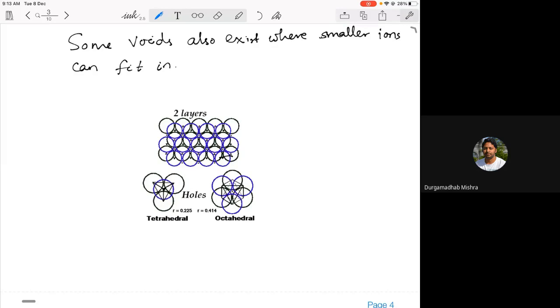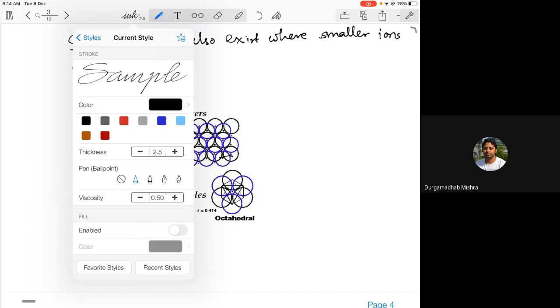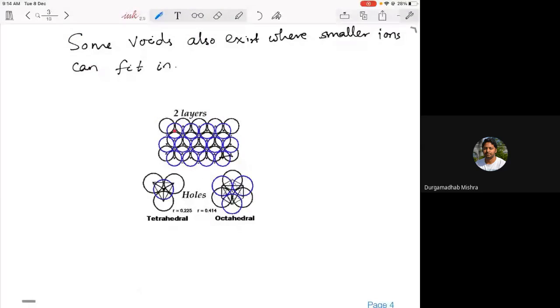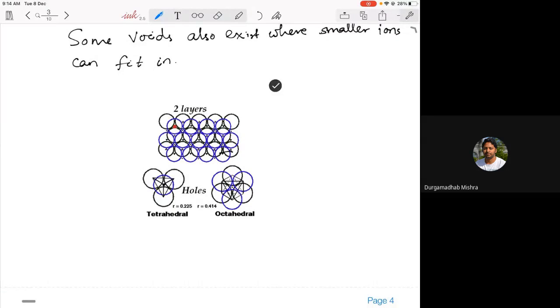If you look at this point here, this is what we are looking at from the top. The blue one is the top one, and the black one is the bottom layer. When you stack these spheres on top of each other, you can have small sites or voids or holes. These are called tetrahedral voids. That means if I put an atom here, it will be bonded to four atoms. So this is a tetrahedral geometry.